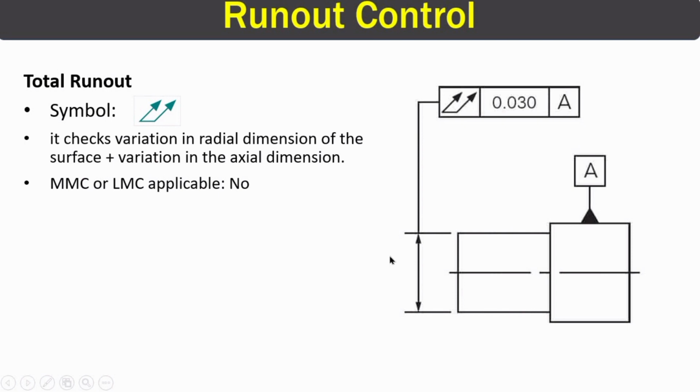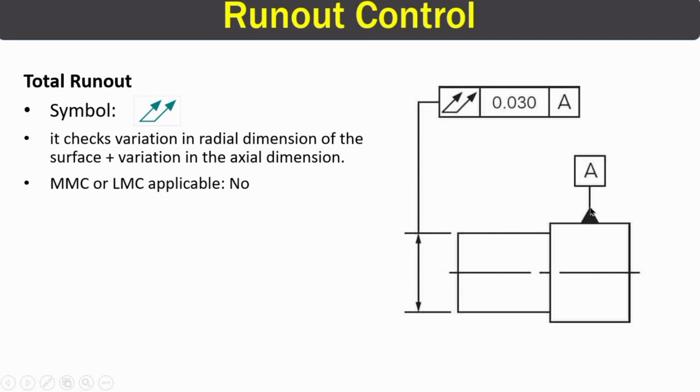All right. So if you can see this image, this right here is the feature control frame. It shows a symbol of total runout, a tolerance value of 0.030, and this right here is the datum A.